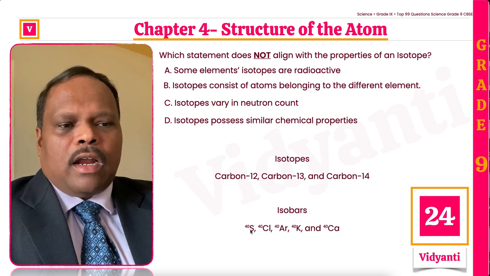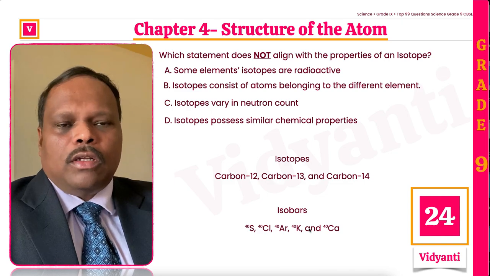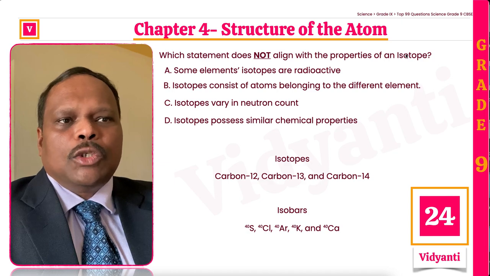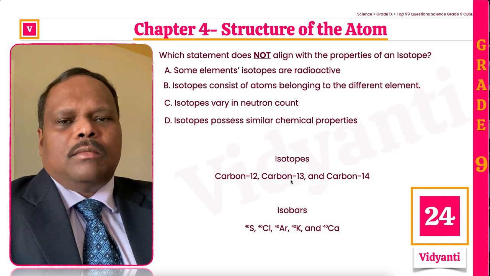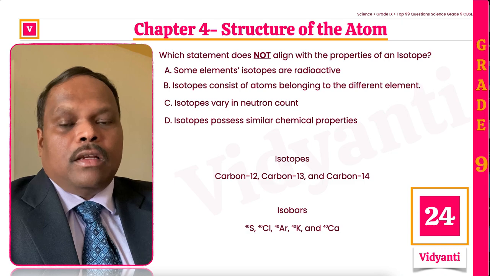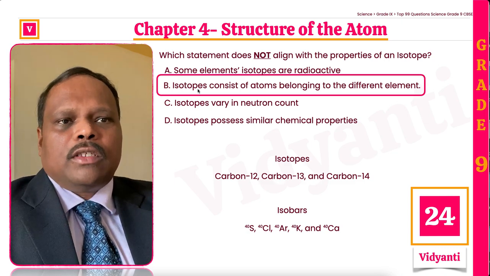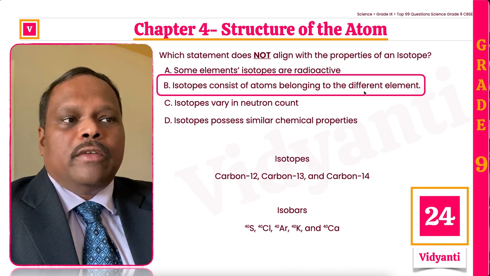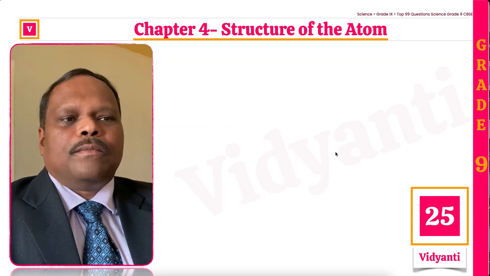Isobars, on the other hand, are totally different elements, but their atomic masses are identical. So here it will be 40 throughout. So here they are talking about isotopes. Isotopes are technically the same element, just because of the differences in neutron count, they are displaying different properties. So option B is the correct answer because it says isotopes consist of atoms belonging to different elements. This is wrong. Remember, we have to select the wrong option in this case.